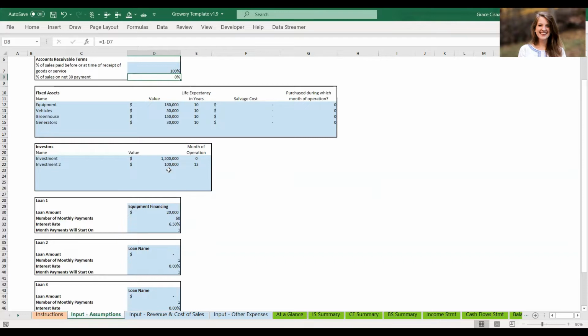So jumping down to investments, you have several lines here to enter investments. You can give them a name and a value, the value being the amount of cash that you receive, as well as the month that you receive that cash.